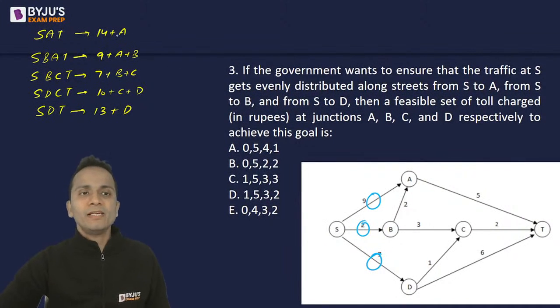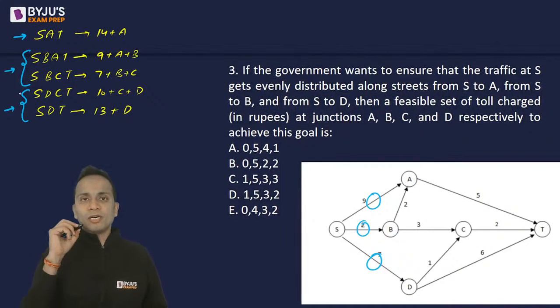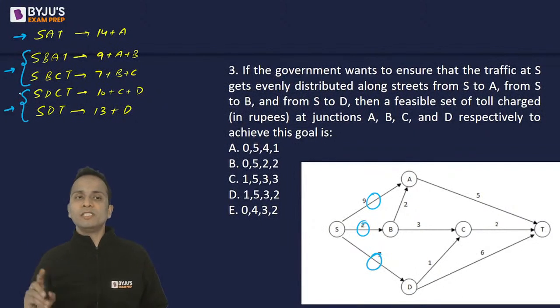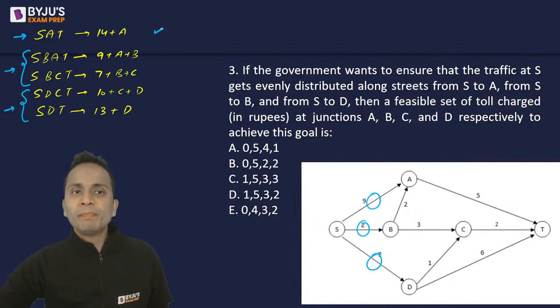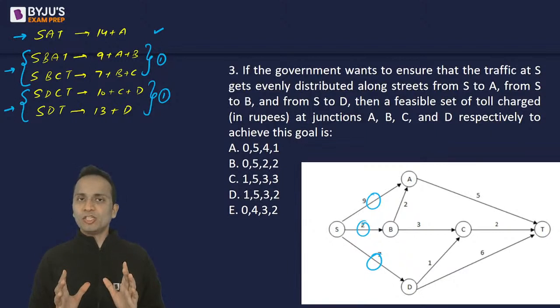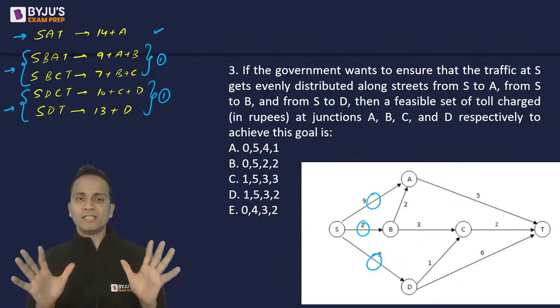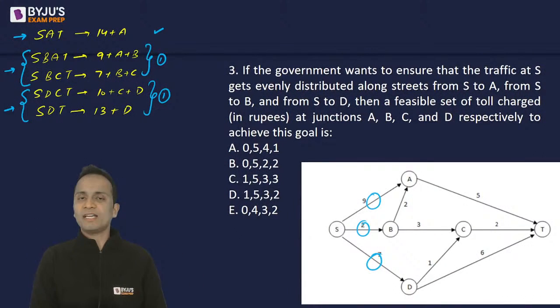Now, SA is used only by the first route, SB is used by the second and third, and SD is used by fourth and fifth route. Now, how will I be able to ensure equal amount of traffic along these three streets? So this route will be picked, one of these two routes will be picked, and one of these two routes will be picked. And their cost will be equal. The remaining two routes will have a higher cost. That's it. This is how we are going to achieve our target.